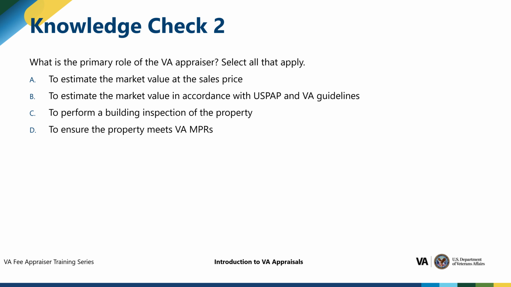Knowledge Check 2. What is the primary role of the VA appraiser? Select all that apply. A. To estimate the market value at the sales price. B. To estimate the market value in accordance with USPAP and VA guidelines. C. To perform a building inspection of the property. D. To ensure the property meets VA MPRs.